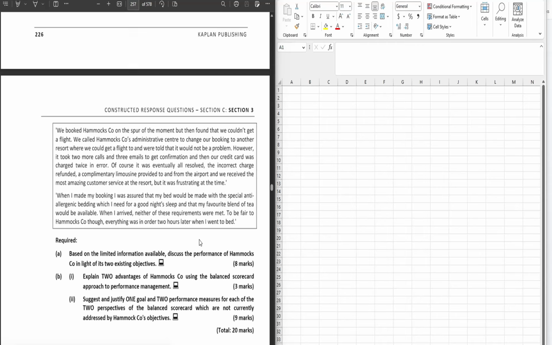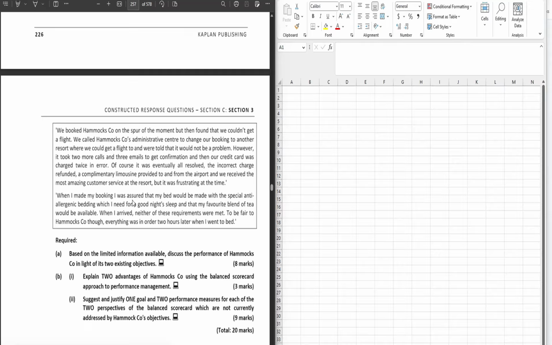We called Hammock Company administrative care to change our booking to another resort where we could get a flight and were told that it would not be a problem. However, it took 2 more calls and 3 emails to get confirmation. Then our credit card was charged twice in error. Of course, it was eventually all resolved. The incorrect charge was refunded and a complimentary limousine provided to and from the airport, and we received the most amazing customer service at the resort. But it was frustrating at the time.